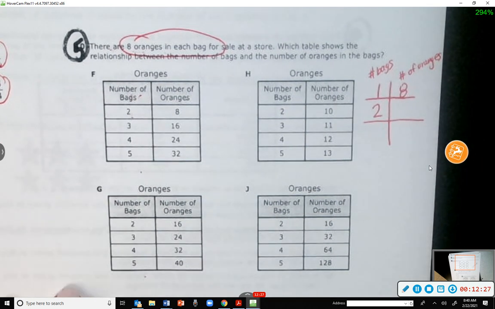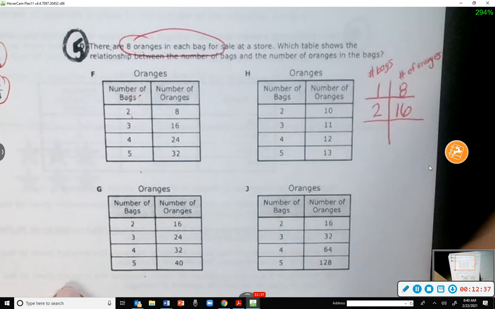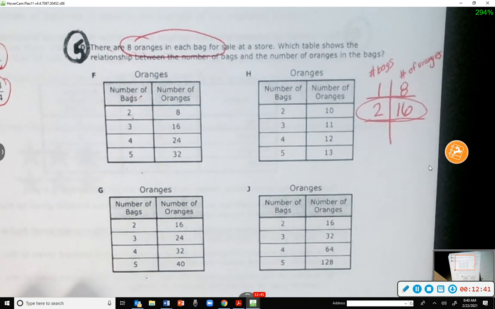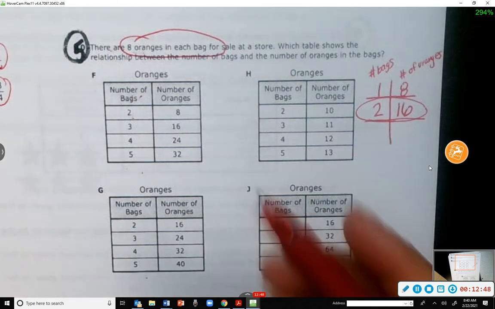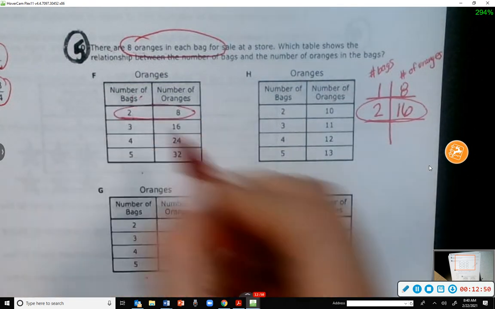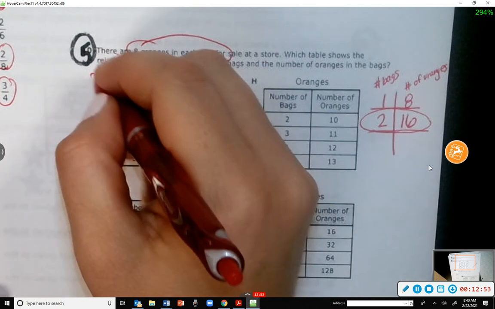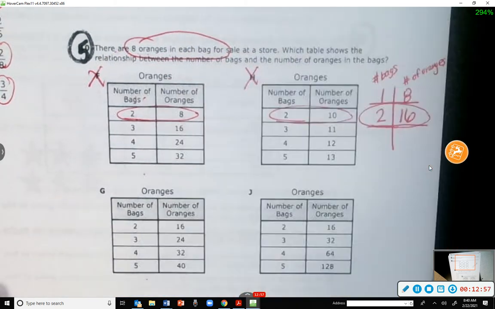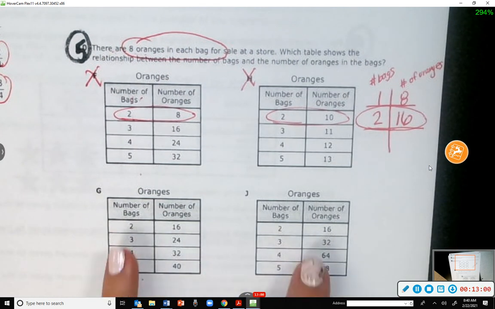16. And you knew that because what did you do in your head? You counted. Just counted 8 more, right? So that would be 16. So there should be 2 and 16. Can I eliminate any answer choices already? Yes. Which ones? H and F. Good, because this has 2 bags, has 8 oranges. That's not right. 2 bags has 10 oranges. That's not right. Okay, so these 2 look good so far.